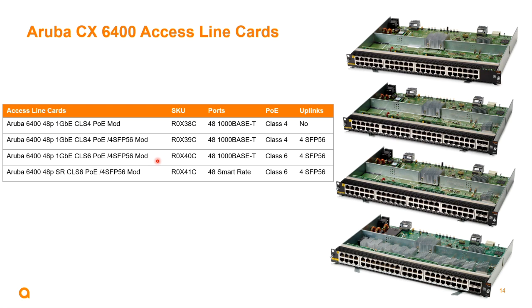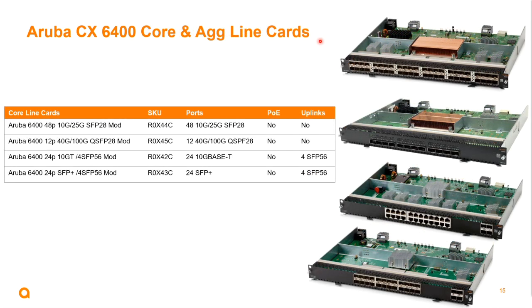Then we have the 48 port class 6 PoE, which provides us with 48 ports of 60 watts power, and again 4 50 gig uplinks. And finally, we have for the Wi-Fi 6 this smart rate port card, which provides us with smart rate as well as 60 watts PoE with 4 50 gig uplinks. So now we go on to the core and aggregation cards. We have 4 of these as well.